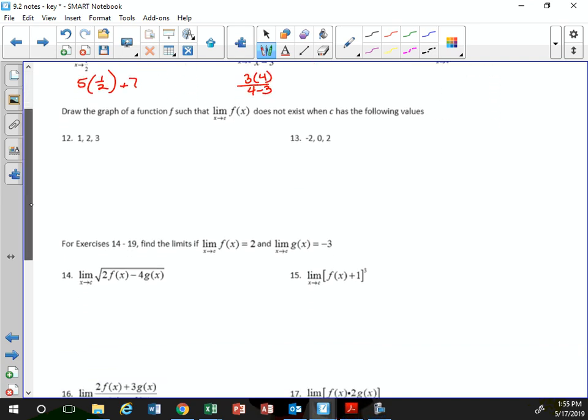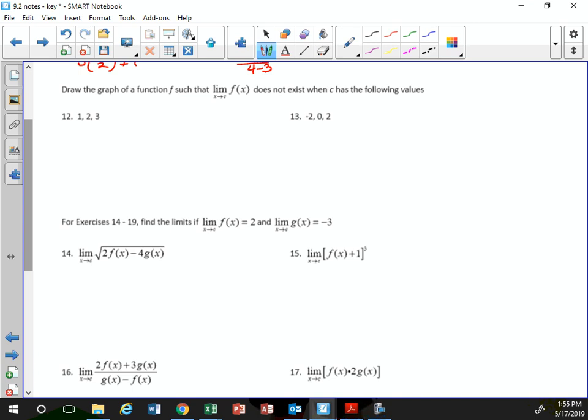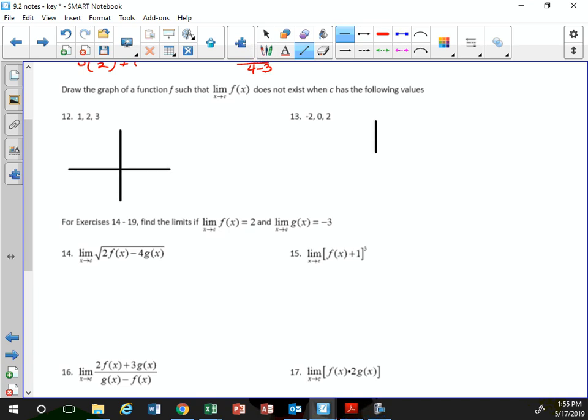Draw a graph of a function so that the limit does not exist at these particular values. So you have to sketch a graph. Doesn't have to be pretty. For the first one, the limit cannot exist at 1, 2, or 3. And then the second one, it cannot exist at -2, 0, or 2. I'll give you a minute to think about what that might look like. Think back to what we did in 10.1. When did the limit not exist?